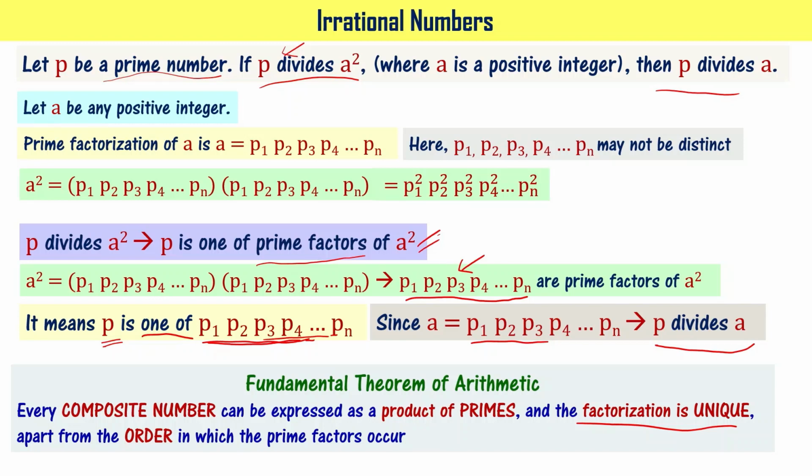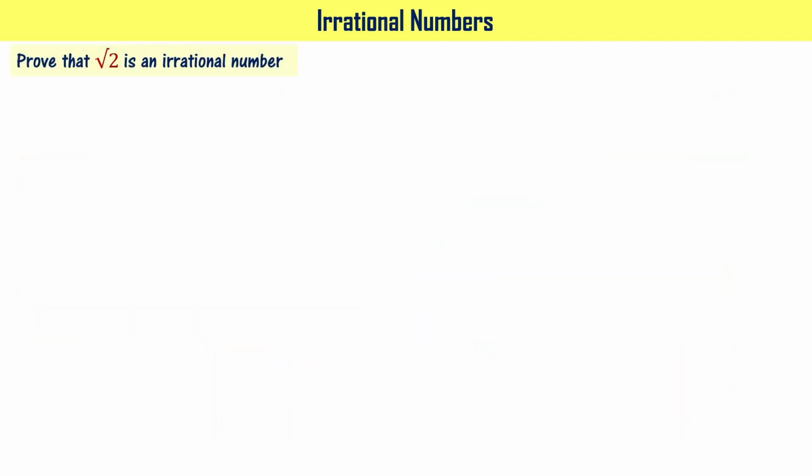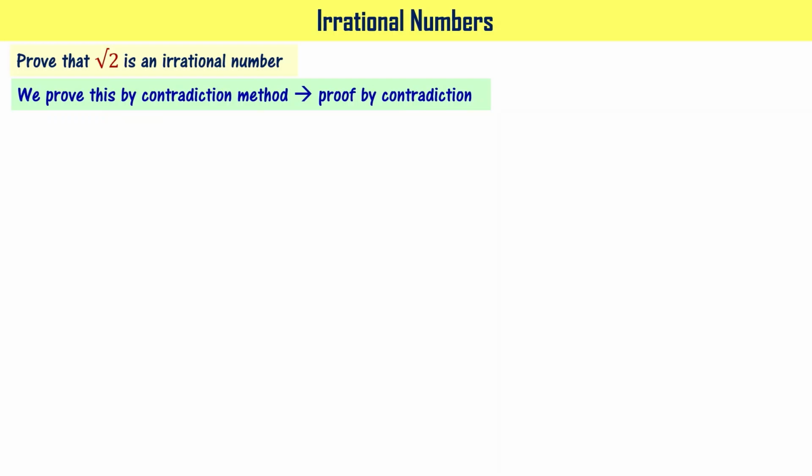Let's go back to the previous problem. We prove this problem by the proof by contradiction method. Since we are asked to prove that root 2 is an irrational number, we are going to say that root 2 is a rational number. This is the proof by contradiction method. We are contradicting the statement to be proved.